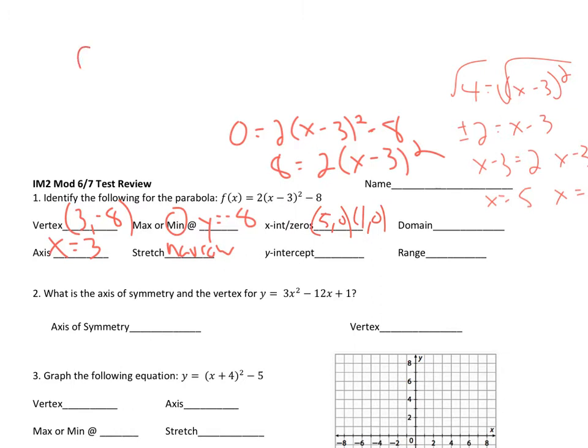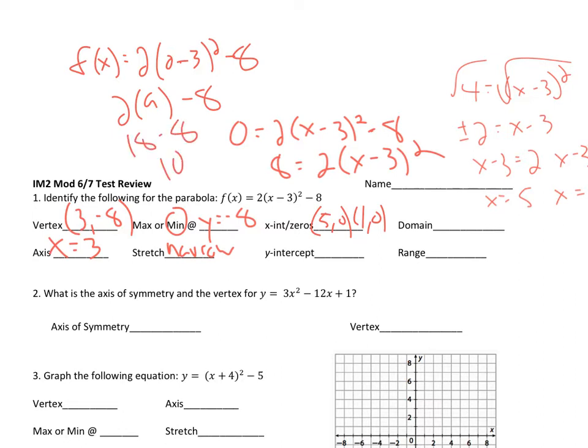So f of x, which is just our y, equals 2, 0 minus 3 squared minus 8. Simplify: 0 minus 3 is negative 3. Negative 3 squared is 9. 2 times 9 is 18. 18 minus 8 is 10. So then our y-intercept would be 0, 10. Domain is negative infinity to positive infinity.